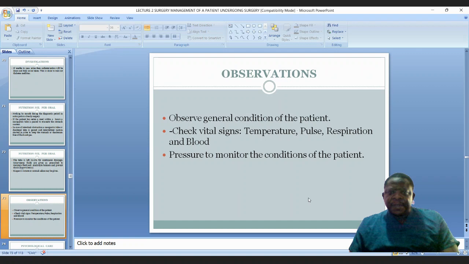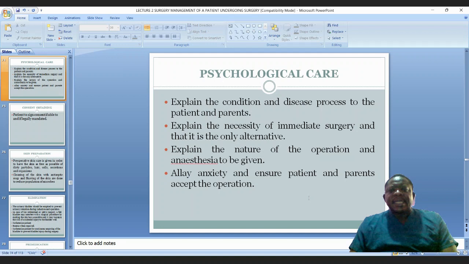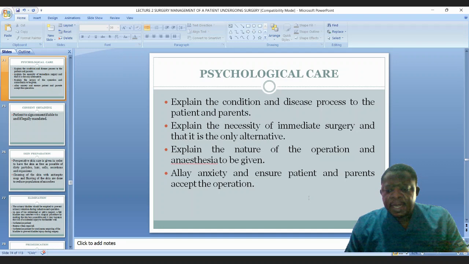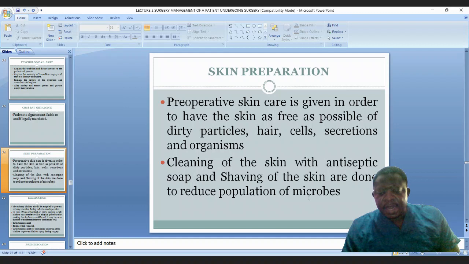Psychological care. You can explain the condition and the disease process to the patients and the parents or the guardians that might have brought the patient. So you can explain the necessity of immediate surgery, that it is the only alternative. You explain the nature of the operation, and any member of the surgical team can help with the psychological care. You can allay anxiety and ensure that the patients and the parents are agreeable to the operation. Patients, if they meet the legal age, can be made to sign the consent, or you can have any other person who by legal prescription can help sign the consent.